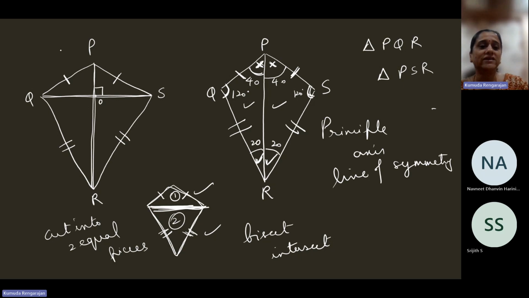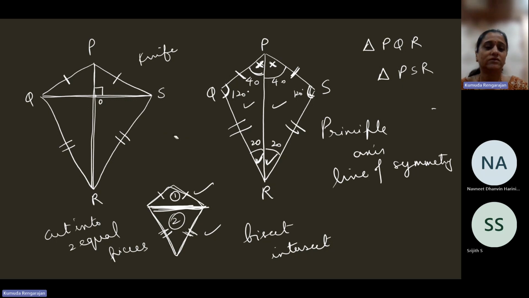So the longer diagonal is the knife. This one is the knife. The shorter diagonal, this one is the cake. And you cut the cake into two equal pieces using the knife. So the longer diagonal bisects the shorter diagonal. The longer diagonal cuts the shorter diagonal into two equal pieces.